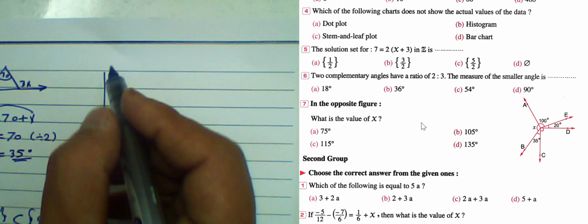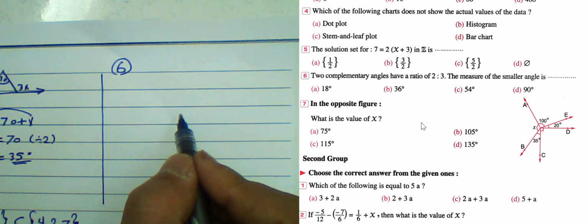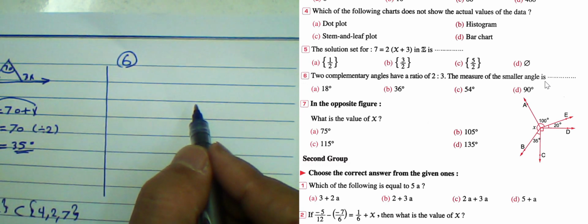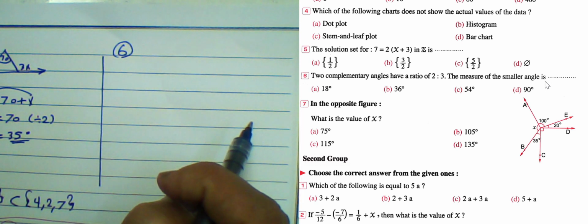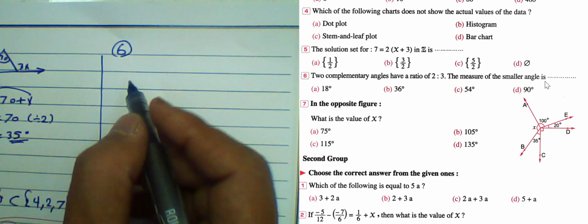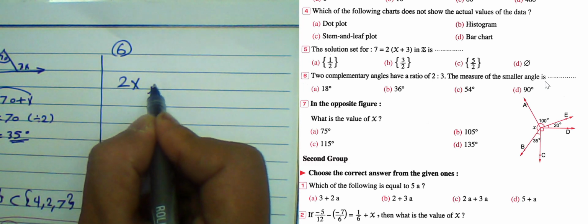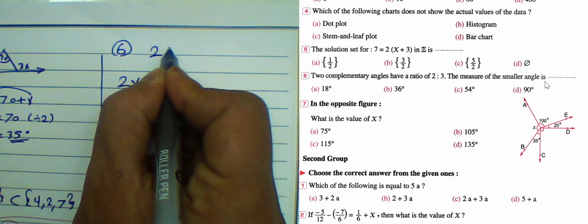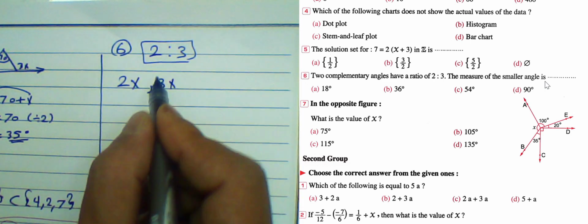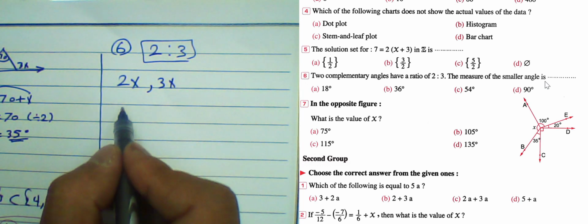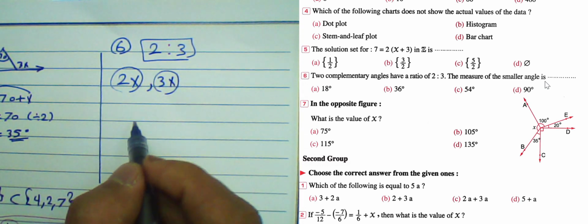Number 6. Two complementary angles have the ratio 2 to 3, then the measure of the smaller angle is. We know complementary angles mean the sum of the two angles equals 90 degrees. Then we must put the first angle as 2x and the second angle as 3x, because the ratio between first and second is 2 and 3. He gives us this information and tells us the two angles are complementary, meaning the sum of the two angles is 90 degrees.